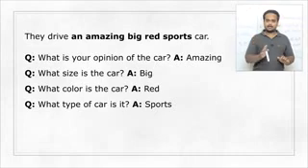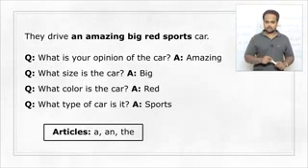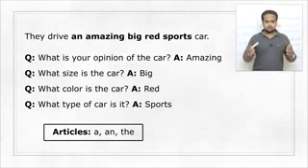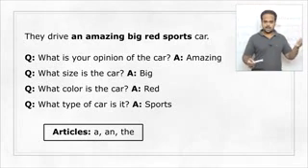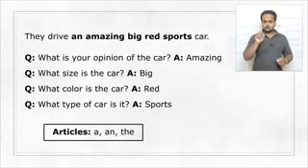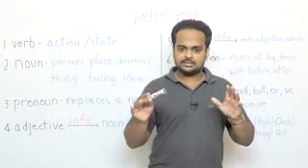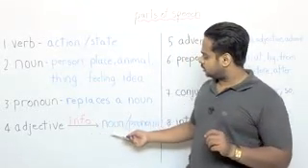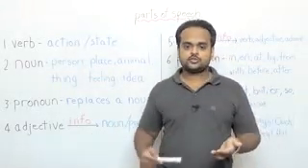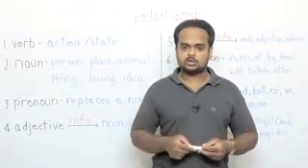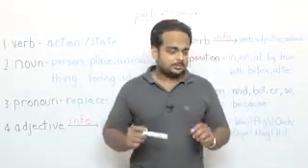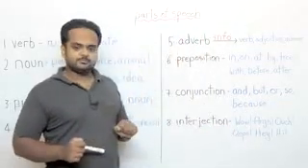Now the words a, an, and the are called articles in English. And articles are also adjectives because they give us information about the nouns that come after them. In this sentence, for example, we know that they drive one car. We know that because we said an amazing big red sports car. So remember that adjectives give us information about nouns and pronouns, and they answer questions like what type, what color, what size, etc.